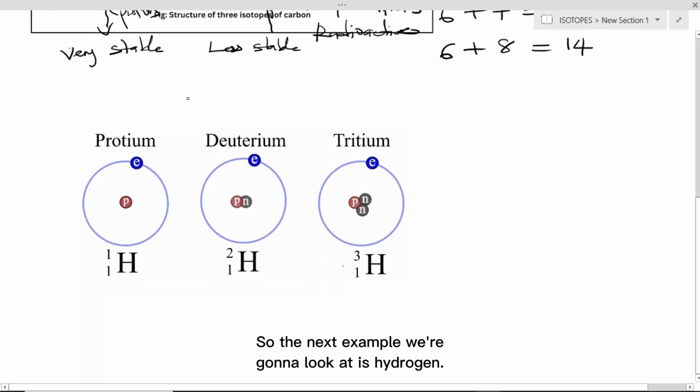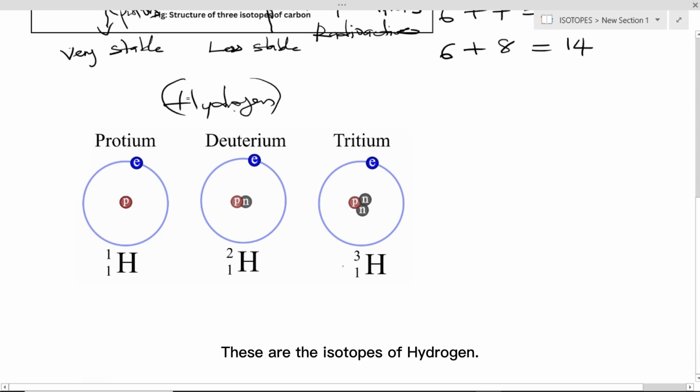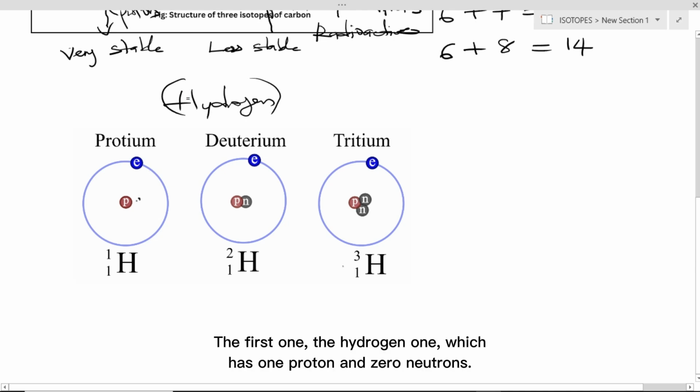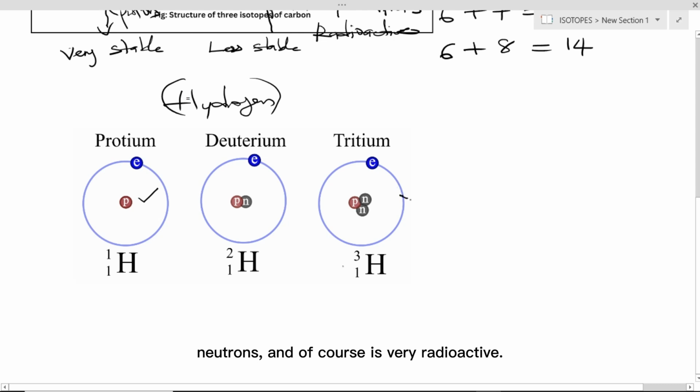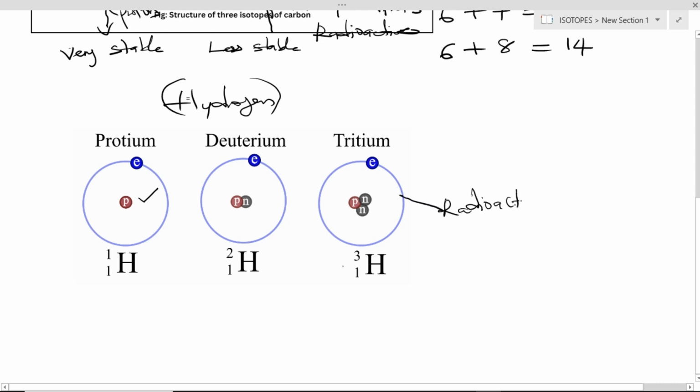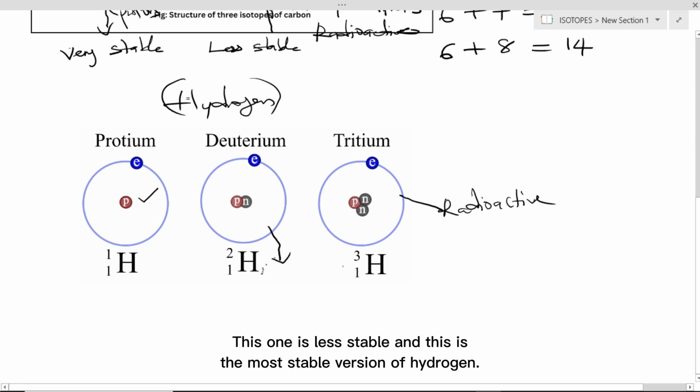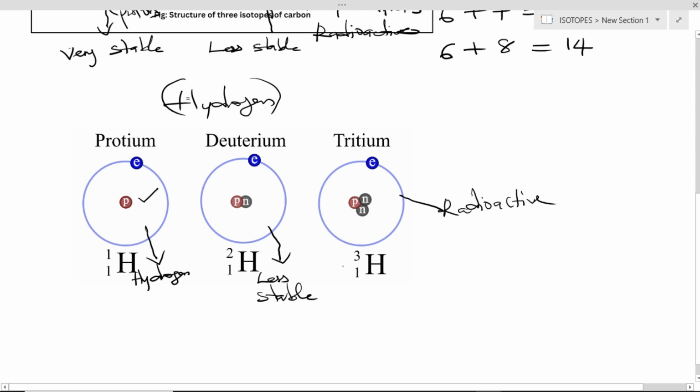So the next example we're going to look at is hydrogen. These are the isotopes of hydrogen. The first one, hydrogen 1, has 1 proton and 0 neutrons. The second one has 1 proton and 1 neutron here. Then the last one is hydrogen 3, the tritium, which has 1 proton and 2 neutrons. And of course, it is very radioactive. This one is less stable. And this is the most stable version of hydrogen.